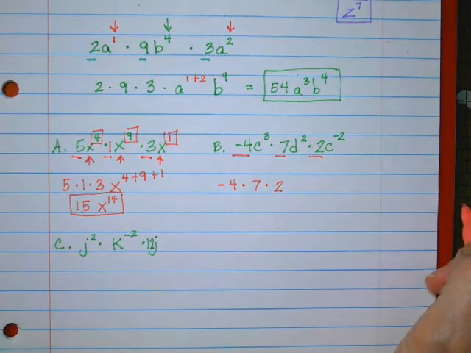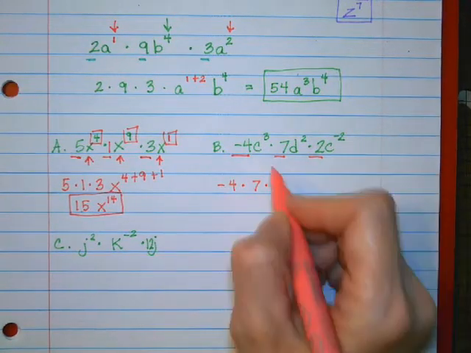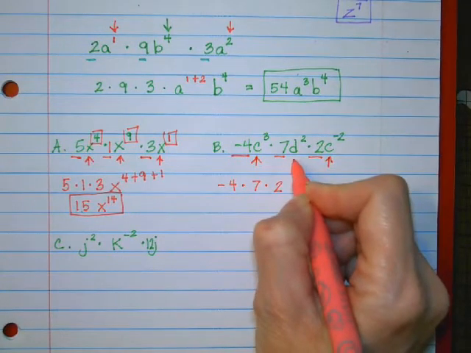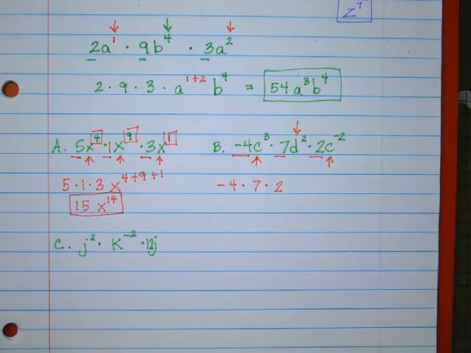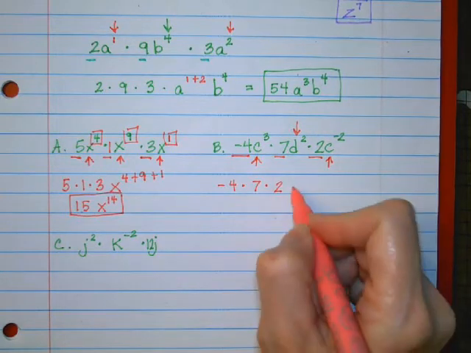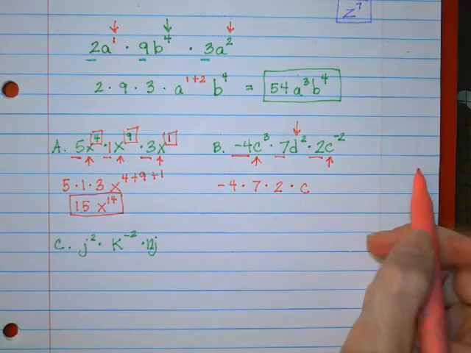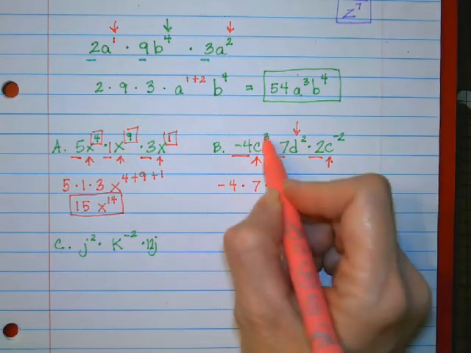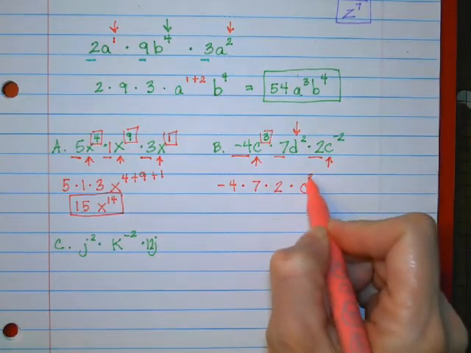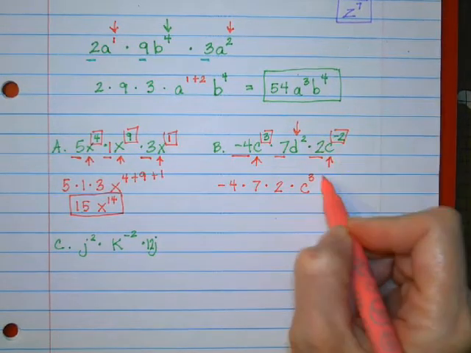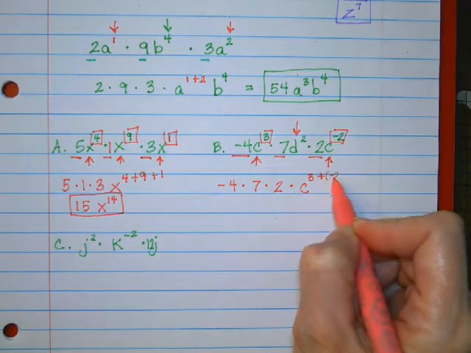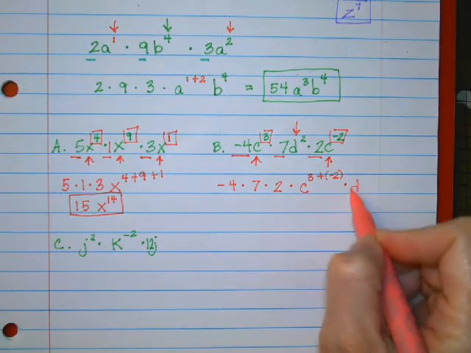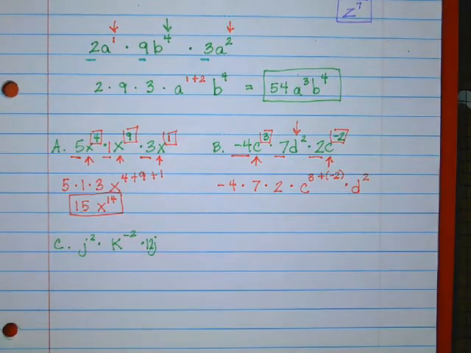This time I have two separate variables. I've got a c, then I got this d. All right, so we're going to go alphabetical. So we'll start with our c. Since I have two c's, I got to look at their individual exponents. The exponent to the c is 3 and negative 2. So 3 plus negative 2. Then I only have the one d, and it's raised to the 2nd power.